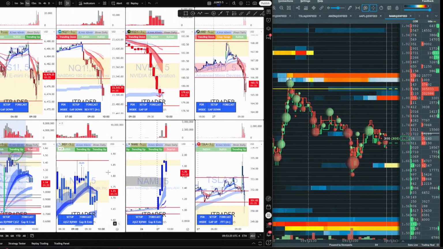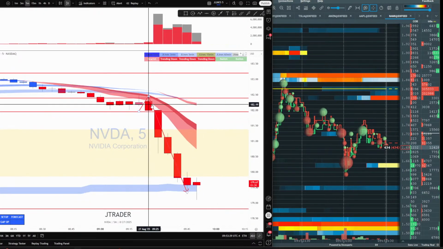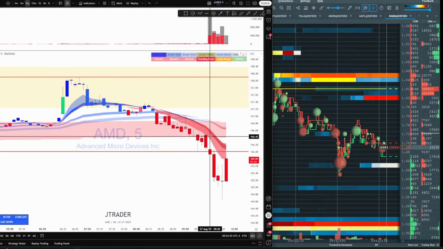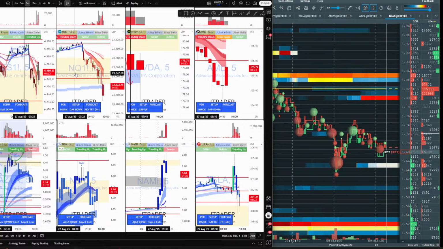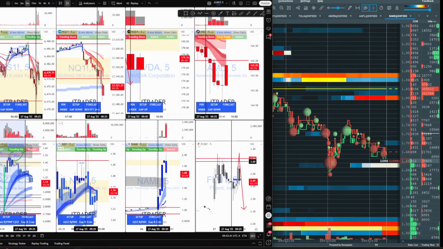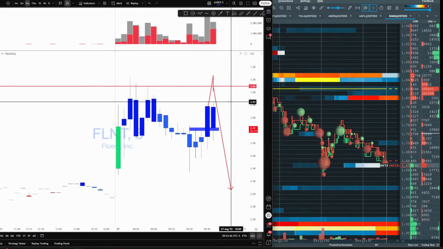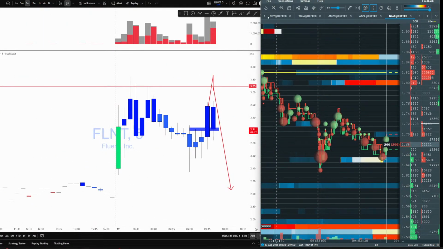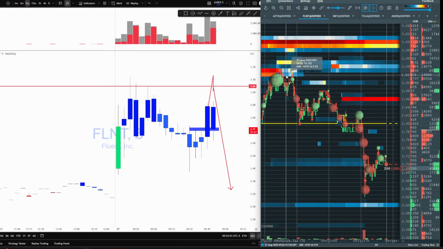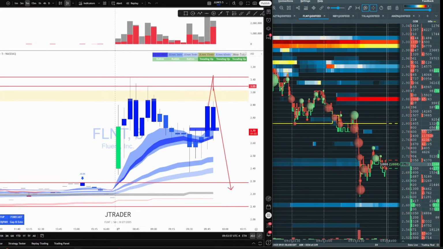So let's look over here, team. NVIDIA, JLines short. AMD, JLines short for now. FLNT. Soaked into this 290. I'm not short. Wanted to see this at $3, so simply waiting.